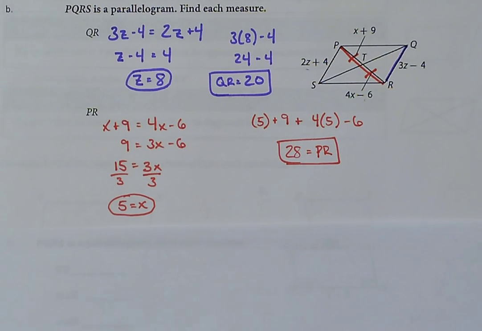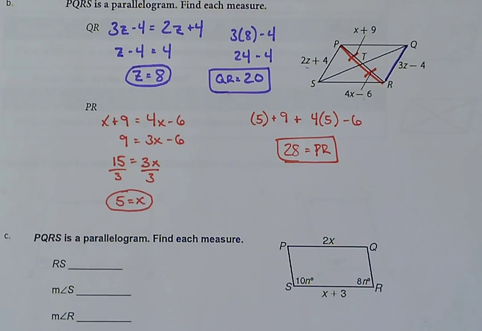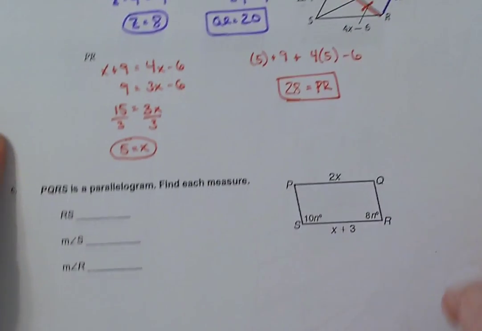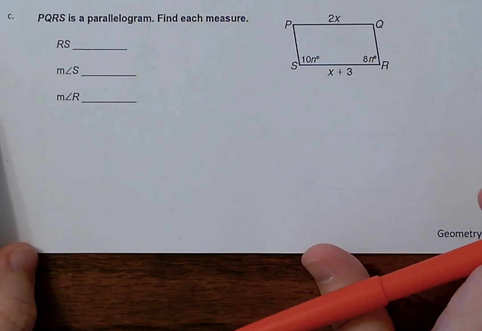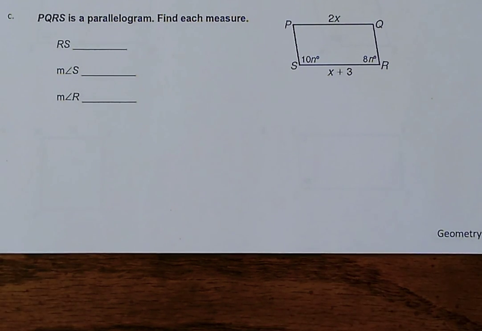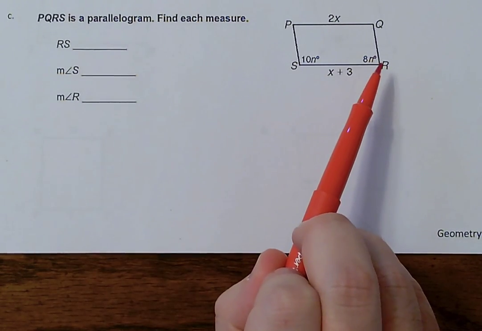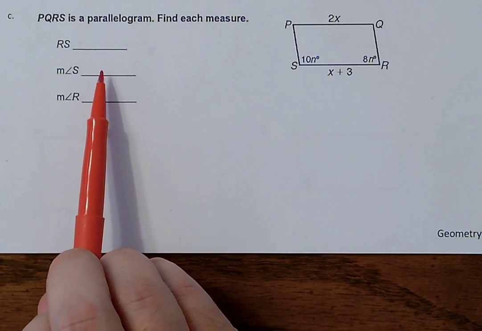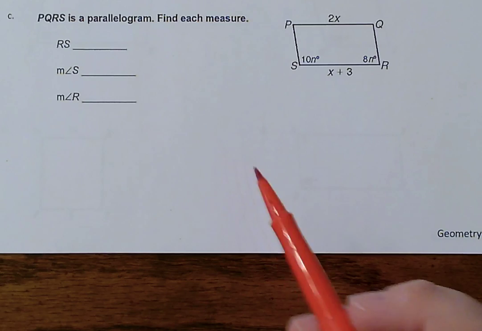All right, so before I wrap up for today, I do want to take a look at example 2C, just to give us another problem to reference when you get to the homework. For example 2C, they tell us that PQRS is a parallelogram, and they want us to find each measure. So they want us to figure out the measure of RS, and also the measure of angle S and the measure of angle R.